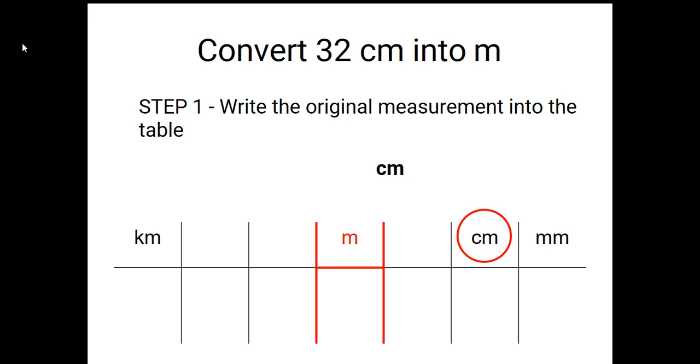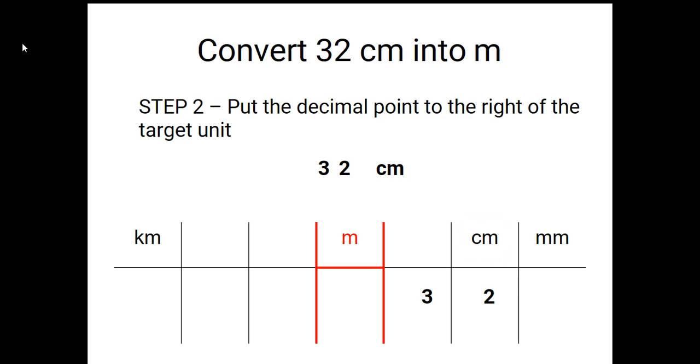I can also go in the other direction by changing my 32 centimeters into meters. So in that instance, same rules apply. I'm going to start by putting the original measurement into the table, as I did before. 2 in centimeters, 3 tens goes next door to make that 32. But I'm now moving to meters, so the decimal point goes to the right of the unit, M for meters. And there's the meters, and there's the decimal point.